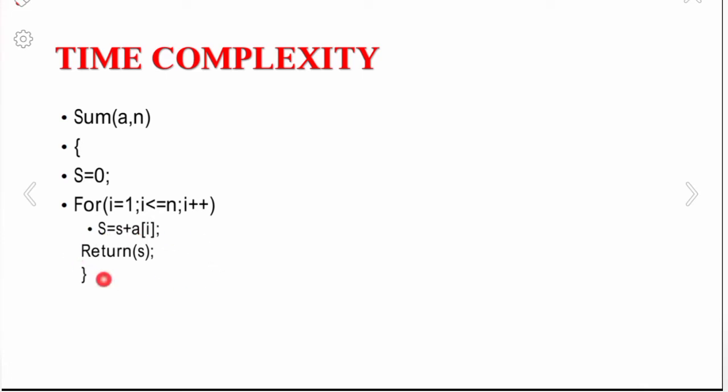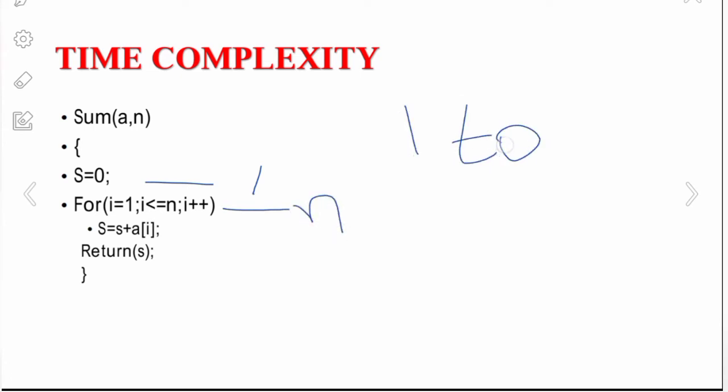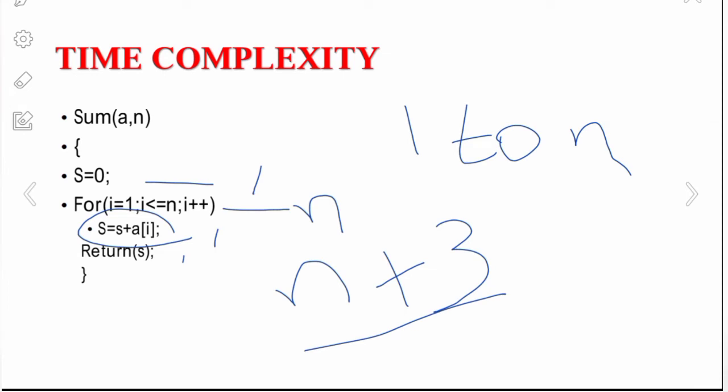and then returning the sum. Okay, so for this particular program, here we are not calculating the time complexity for the sum. For s equals 0 we count the time as 1, and for i equals 1 to n, the loop will run n times. That means this for loop will execute n times, the statement inside the for loop will execute one time, and the return statement will execute one time. So totally it will execute n plus 3 amount of time.